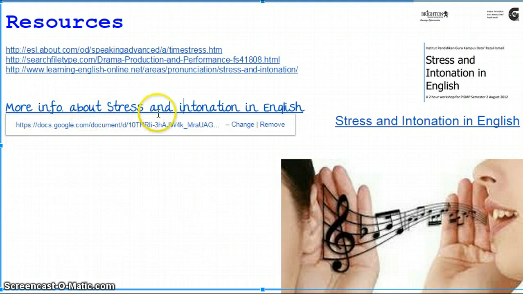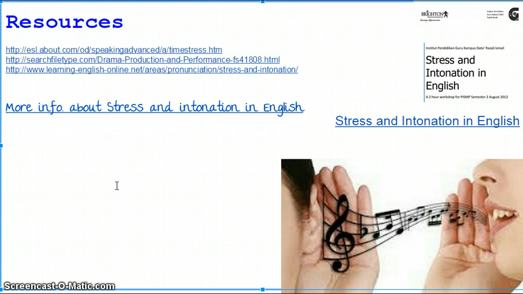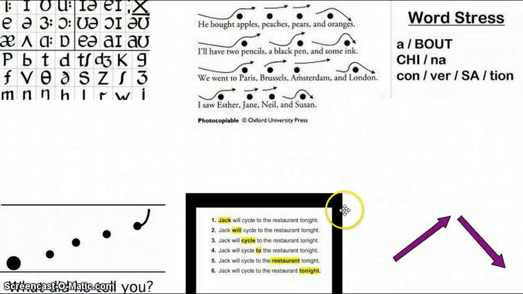So for more information about the stress, click on here as well. But let's go straight to the main topics about the stress here. Here on the left, you've got all the sounds of English, all the vowels here, and the consonants down here. You could practice them all, but this is more related to specific sounds and specific words.